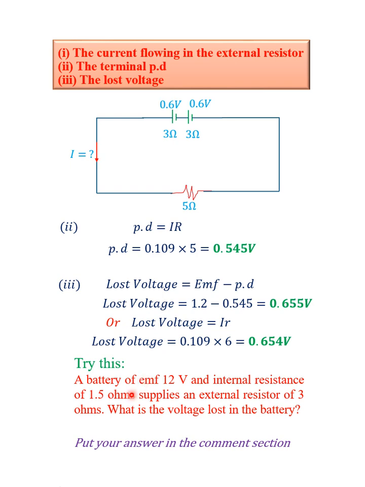Please try this: a battery of EMF 12 volts and internal resistance of 1.5 ohms supplies an external resistor of 3 ohms. What is the voltage lost in the battery?